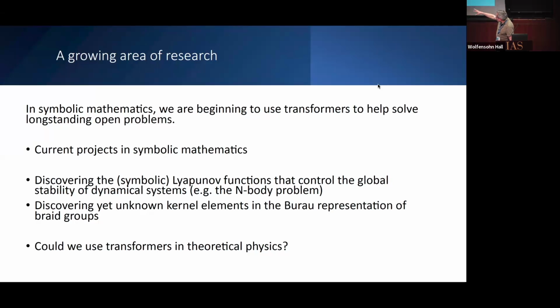And I'm working on discovering kernel elements in the Burau representation of braid groups, which are useful, notably related to knot theory and all that. So I'm saying that because I think we're at the point where the models work well enough to be applied to interesting problems in theoretical physics. And I think that was my last slide, so thank you very much.